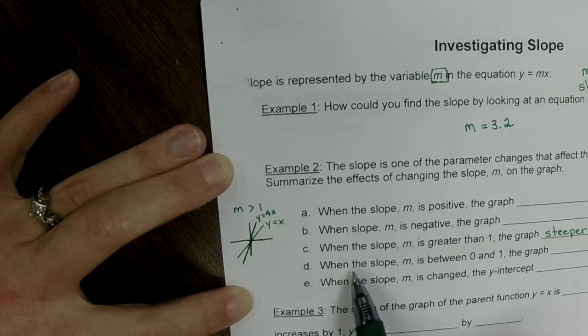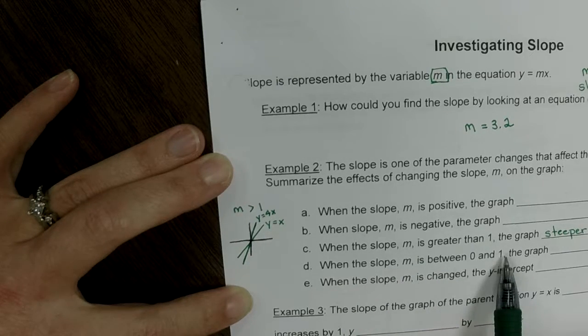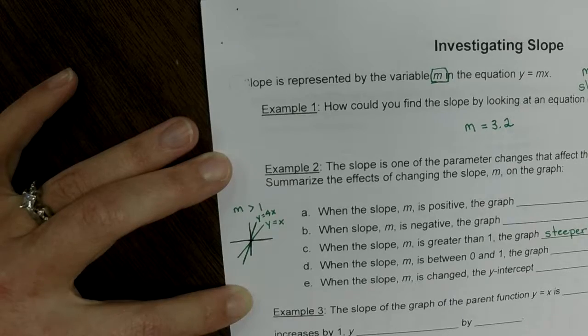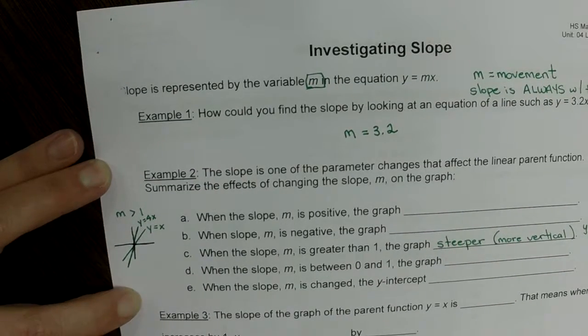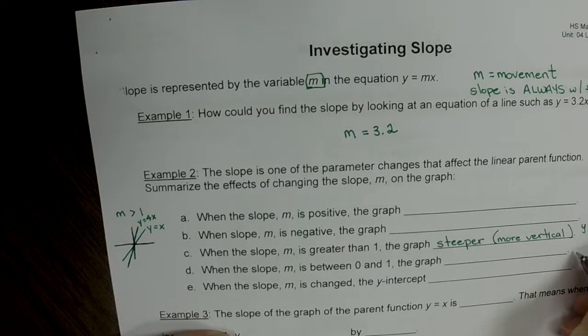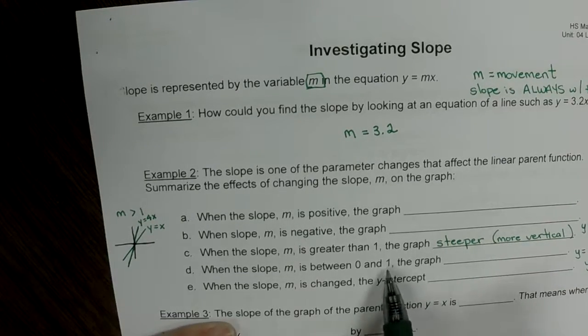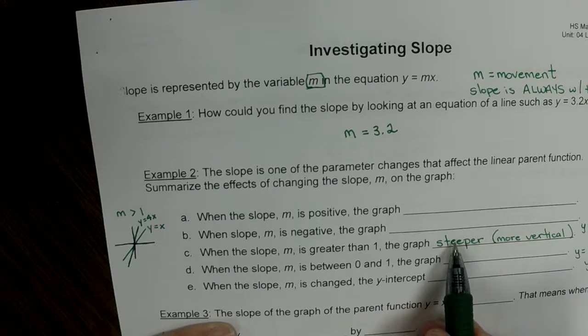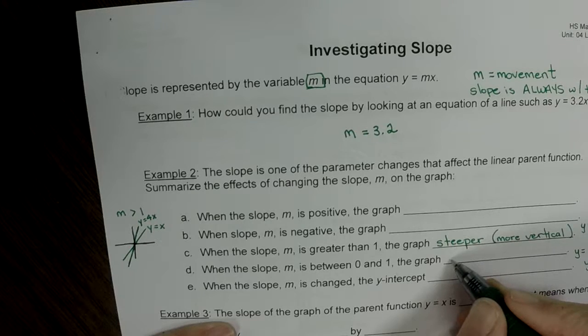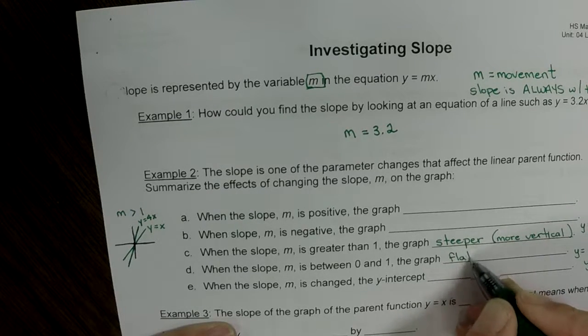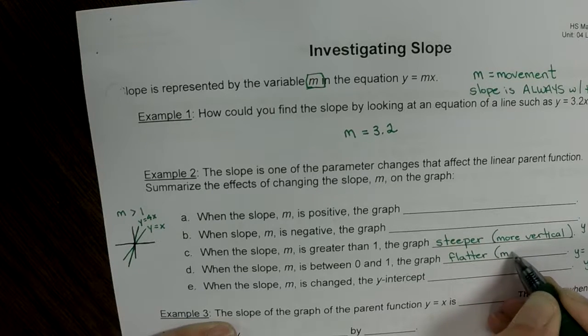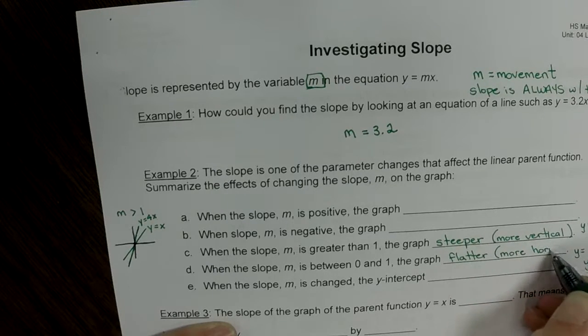So then it says, what if the slope is between 0 and 1? Well, what are the only types of numbers that are between 0 and 1? Yeah, 0.5, 0.75, 0.666666, right? These are all fractions. So if we have y equals now 3/4 x, or say y equals 1/2 x, now instead of the graph being steeper, the graph is flatter or more horizontal than the original.